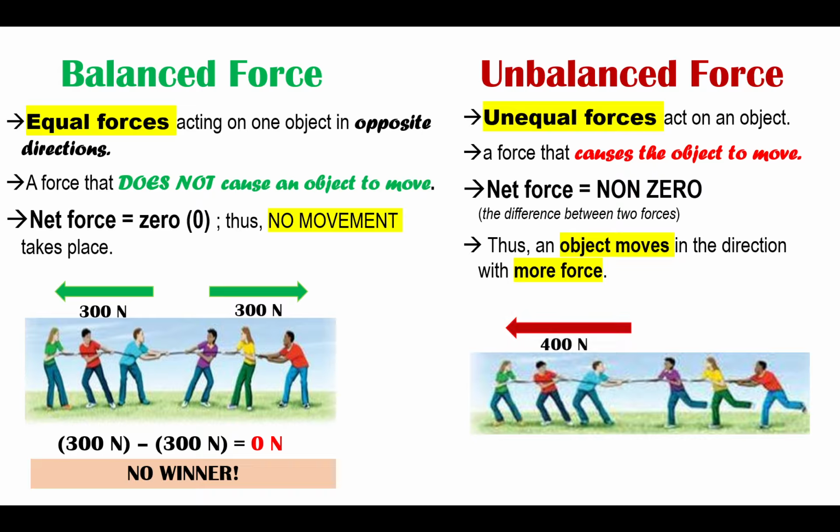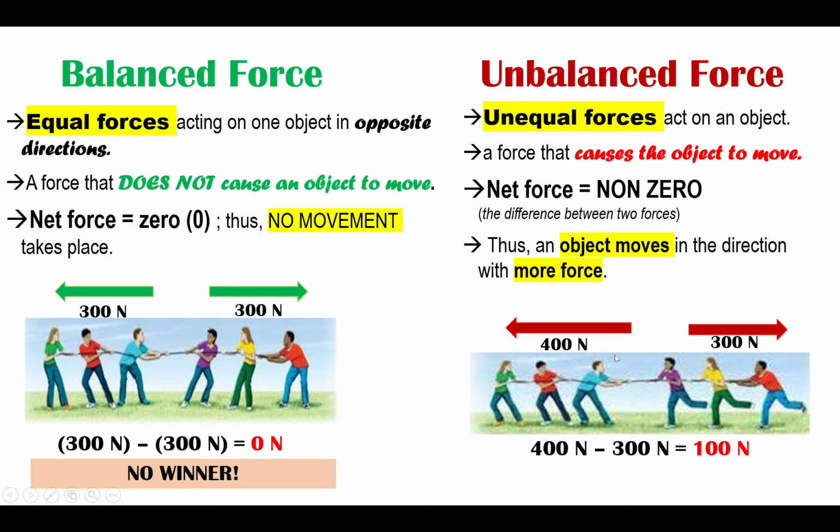So Team A on the left pulls with 400 Newton, while Team B pulls with 300 Newton in the opposite direction. The forces do not cancel because Team A is stronger. So to solve for net force, the higher force, which is 400 Newton, minus 300 Newton on the opposite side equals 100 Newton. And as mentioned earlier, the object will move in the direction with greater force.